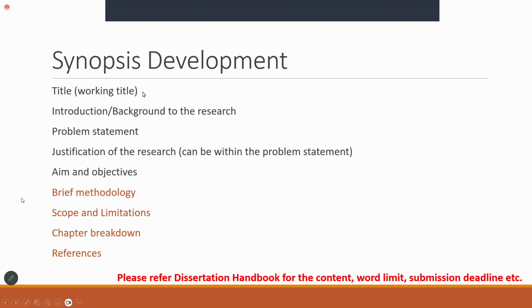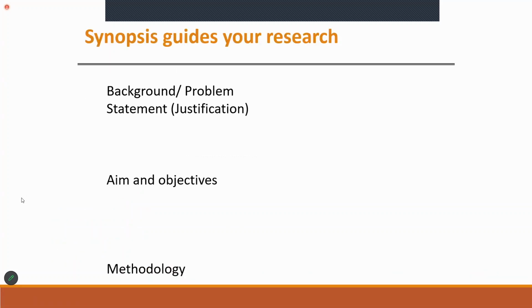So we will discuss the title. Then how are we going to develop the introduction, background to the research? Problem statement, we need to write a problem statement. Then the justification of the research, aim and objectives, and after that, a brief methodology, scope and limitation, chapter breakdown, references are also needed within the synopsis. So we will go through these one by one.